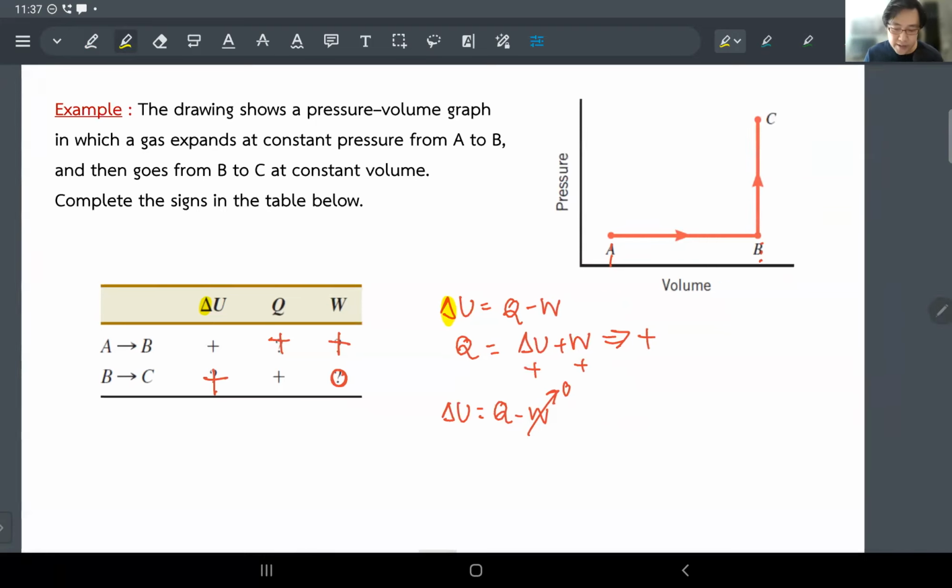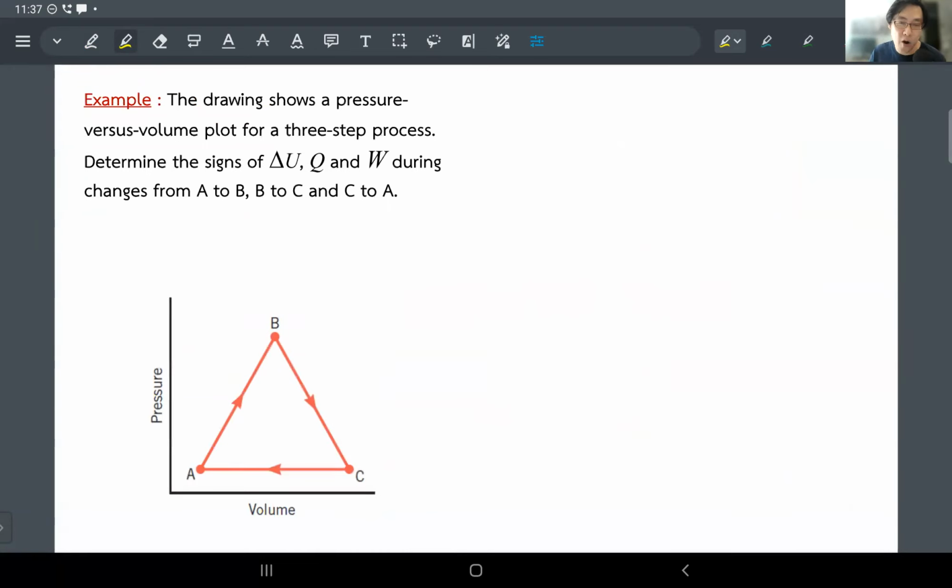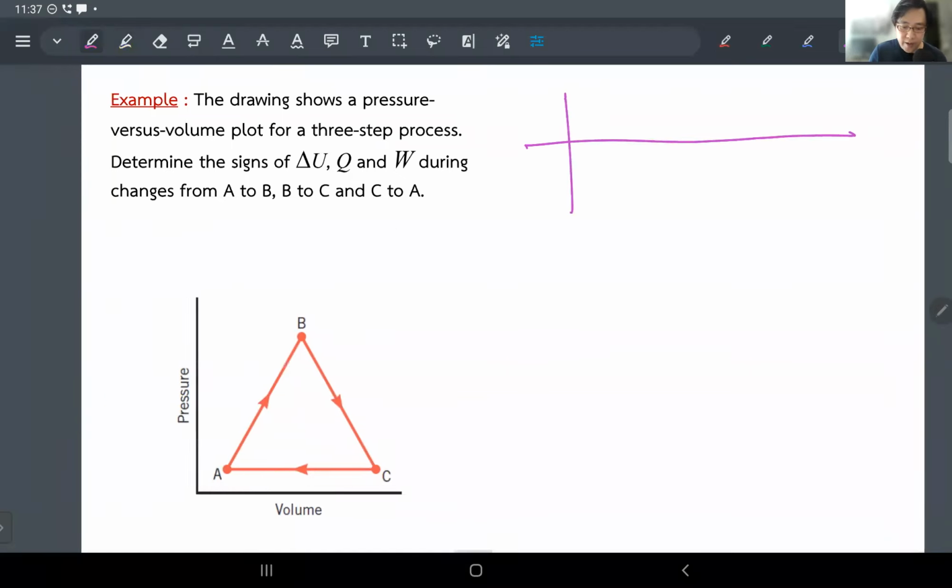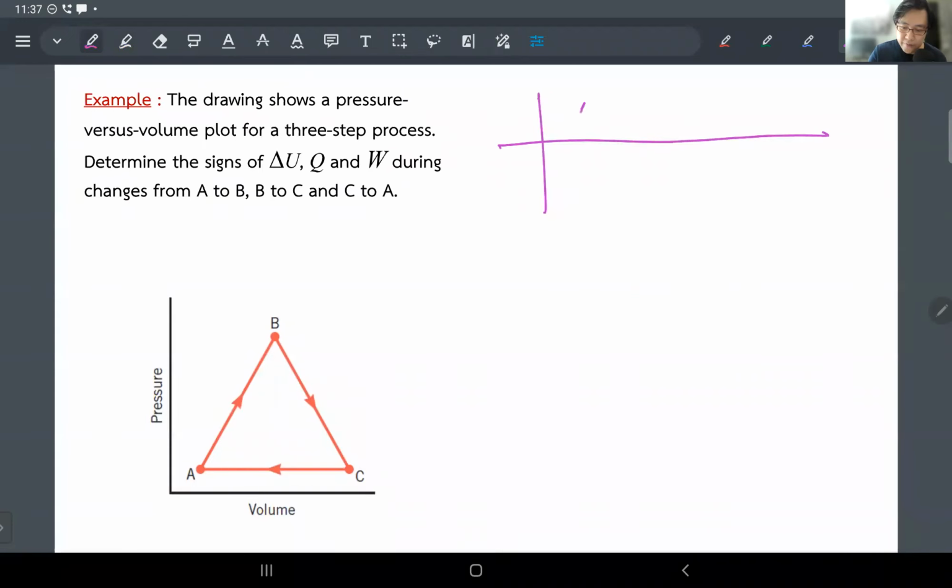Okay. Get going, guys. Here, harder, no more clues, purely asking you to do it yourself now. A diagram shows a pressure versus volume plot for a three-step process. Determine the sign of delta U, Q, and W changing from A to B, B to C, C to A. Now it's your turn. No more clues. You do it yourself, but we're going to mimic that one. So we're going to have three main characters here: delta U, Q, and W.